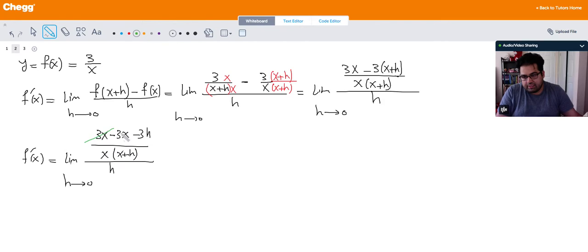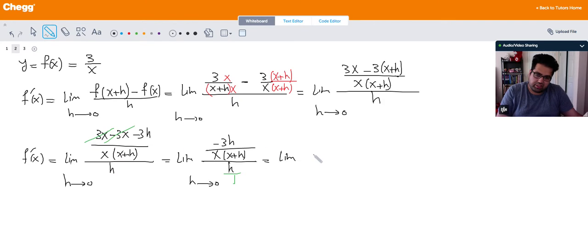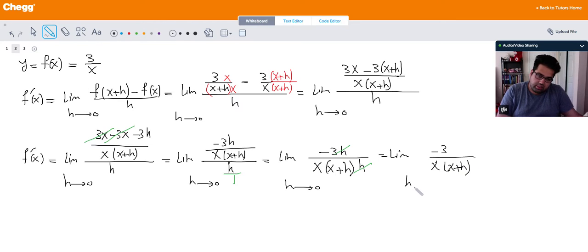So I can cancel the 3x here. I have the limit of negative 3h over x plus h, all over h as h goes to 0. Here I have the denominator 1, so I can write this as one fraction. It's going to be negative 3h over x times x plus h times h as h goes to 0. Now I can get rid of the h, the zero-making factor, on the top and bottom. And then I have the limit of negative 3 over x times x plus h as h goes to 0.